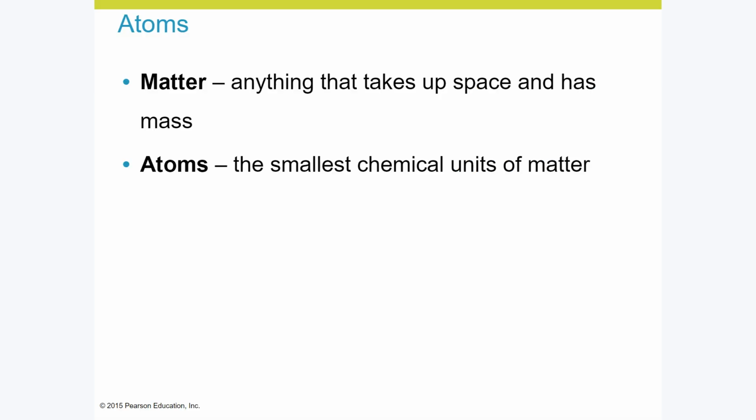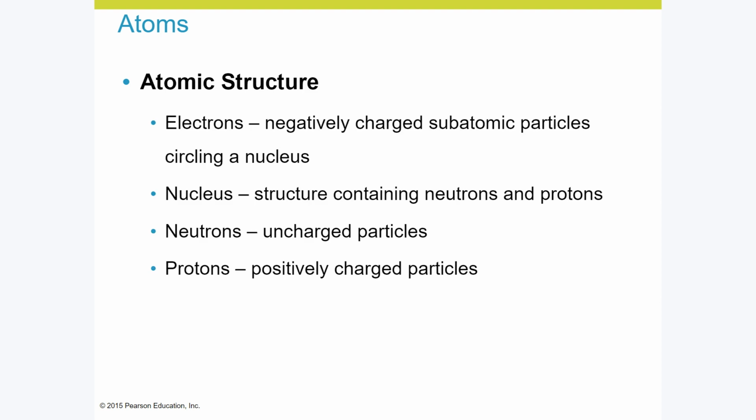Two definitions to start off: matter, which is anything that takes up space and has mass, and atoms, which are the smallest chemical unit of matter. So we have the atomic structure. We have electrons, which are negatively charged particles, circulating the nucleus. The nucleus contains neutrons and protons. Neutrons are uncharged particles, and protons are positively charged particles.